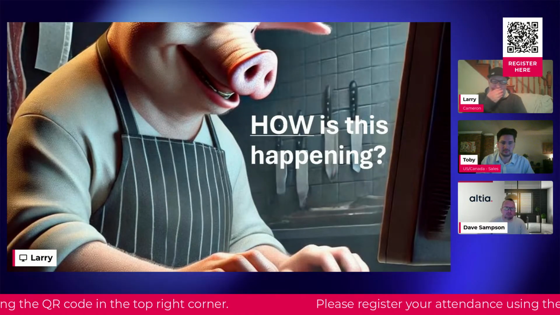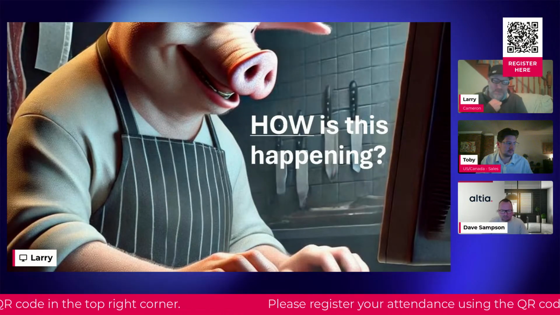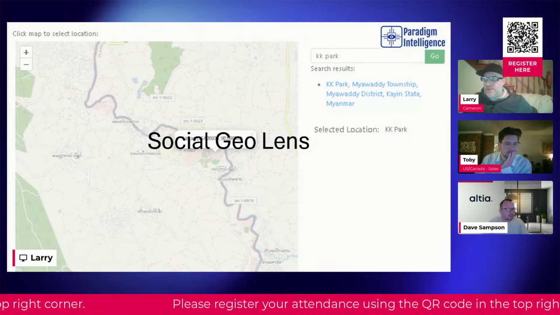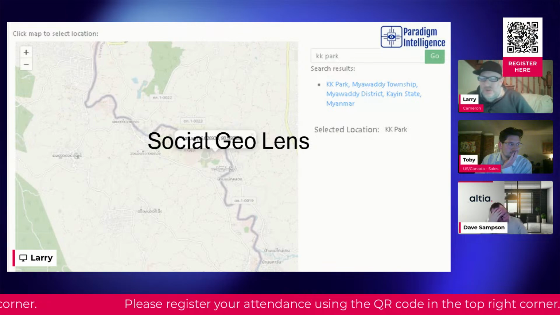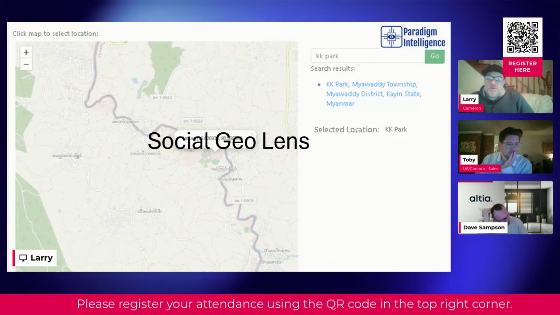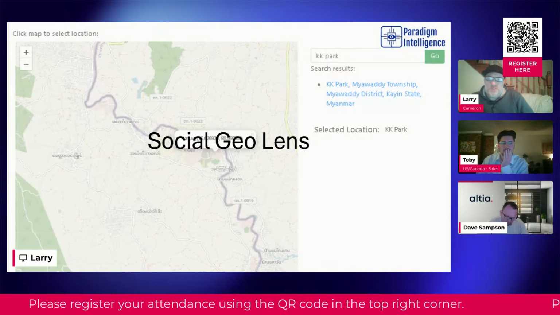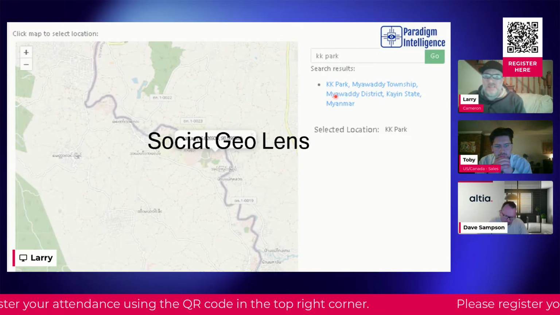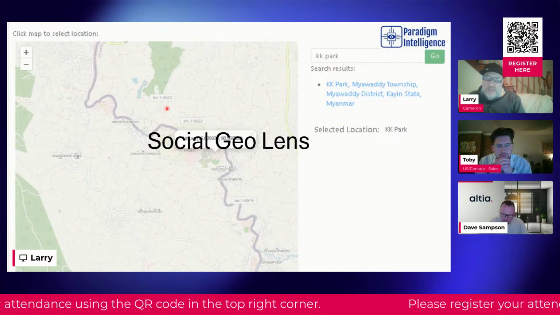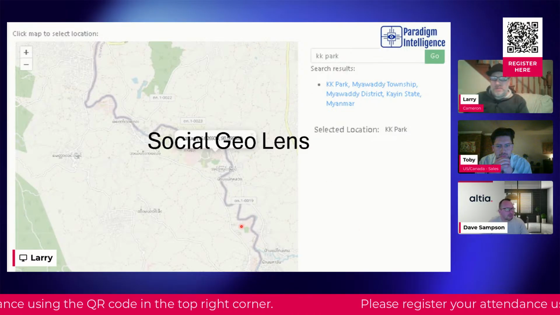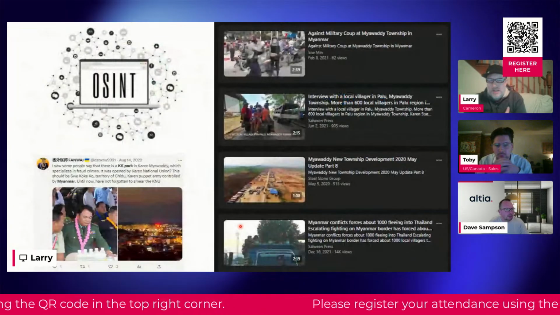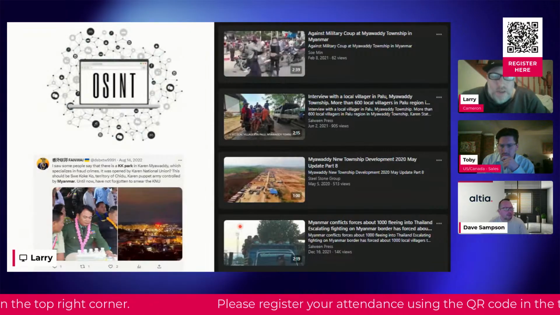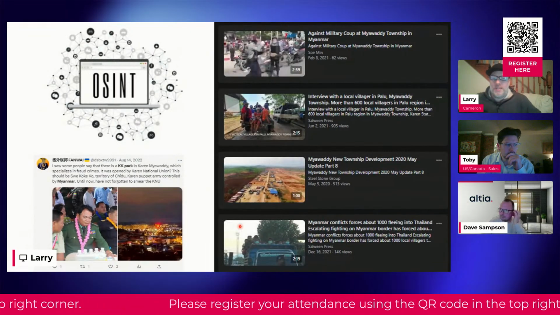Now, how is this happening? I initially found out about this through Social GeoLens, from OSINT Proven. What you do is pick apart a place. It was KK Park in this instance, and then you run that query, and on the feed on the right here, you will see posts against the military coup. So this is what happened initially.